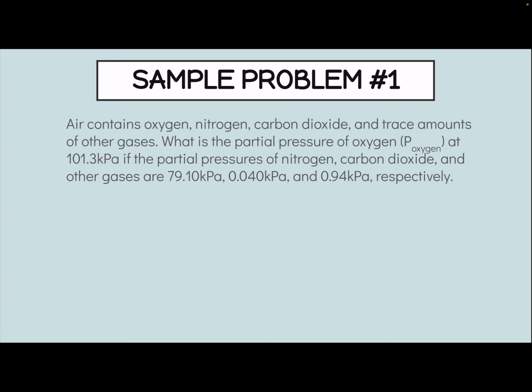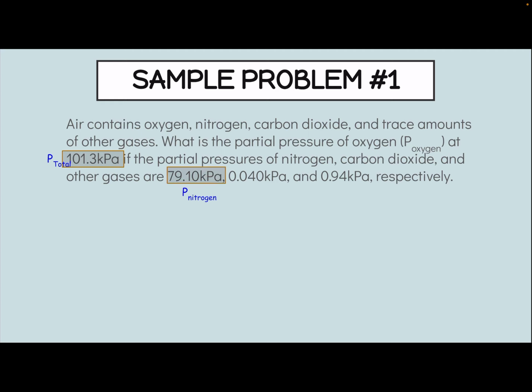Sample problem. We know that air contains oxygen, nitrogen, carbon dioxide, and a few other gases, so trace amounts of other gases. We want to know the partial pressure of oxygen at 101.3 kPa if the partial pressures of nitrogen, carbon dioxide, and other gases are given to us here. So we were told this piece of information, and I hope you can see that this would be our total pressure.